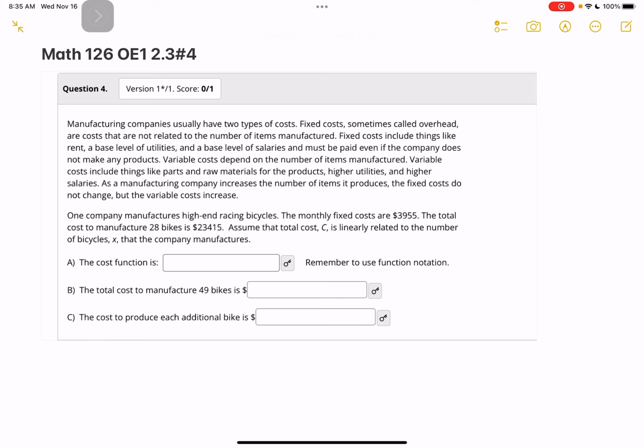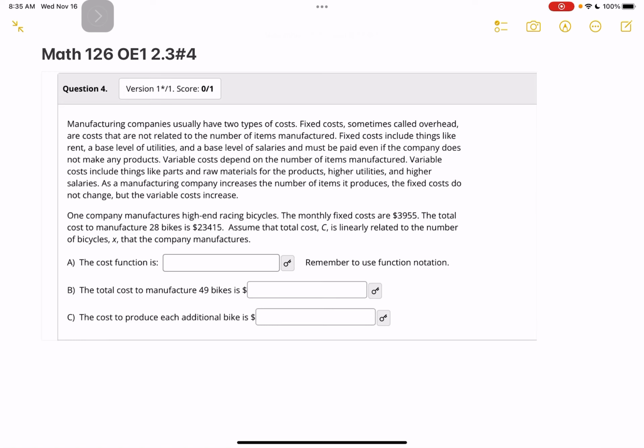Fixed costs include things like rent, a base level of utilities, because your utilities will go up as you start making things. So if you weren't making things, what that base level is, and a base level of salaries. You might have management there, not the people actually doing the work to build the items, and must be paid even if the company does not make any products.